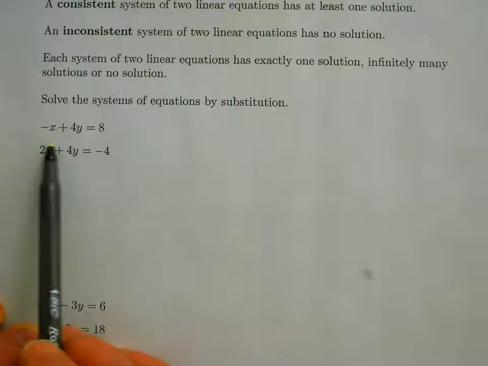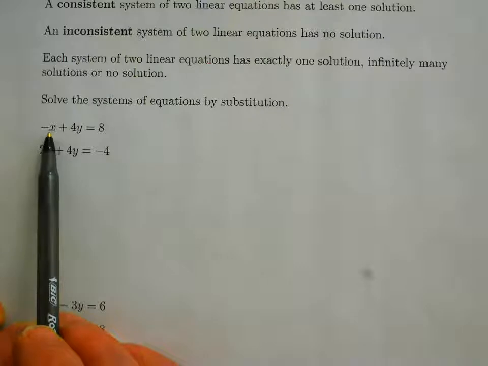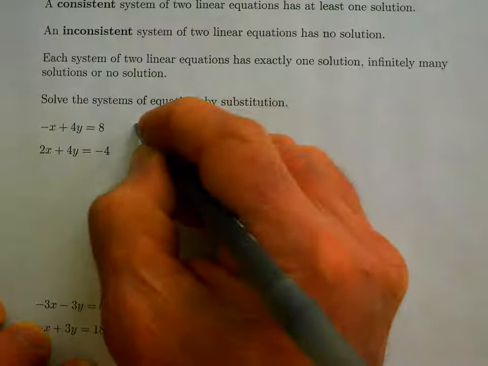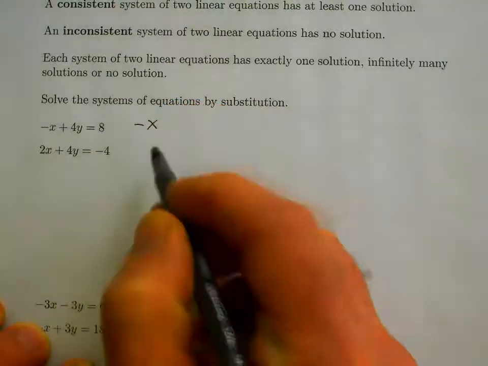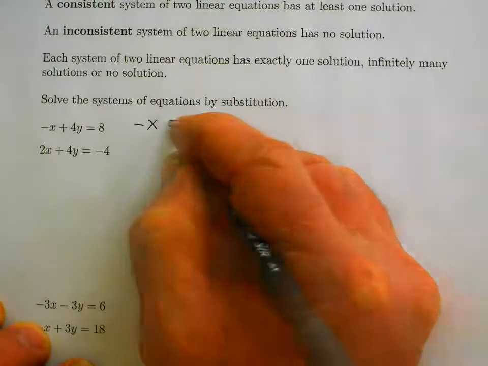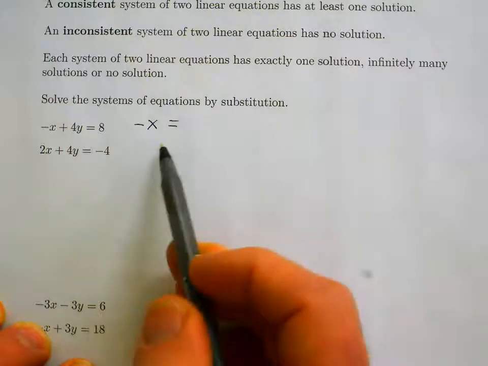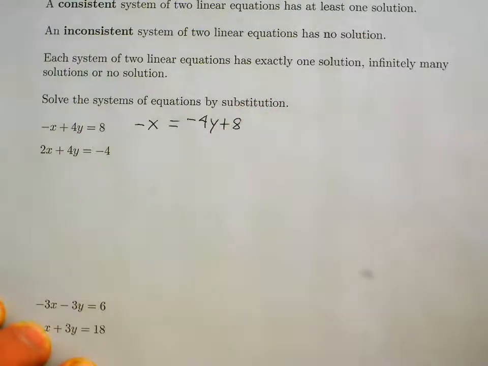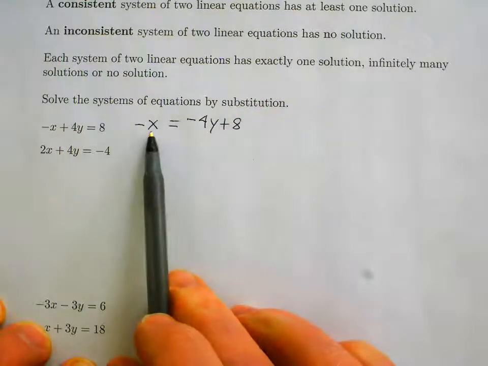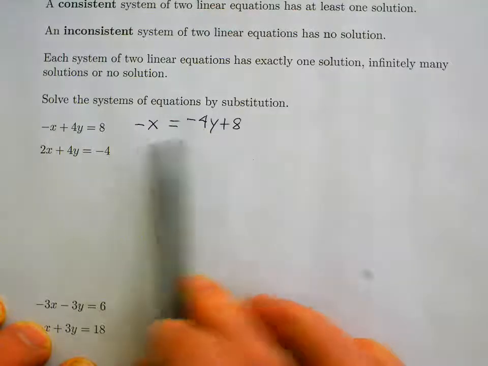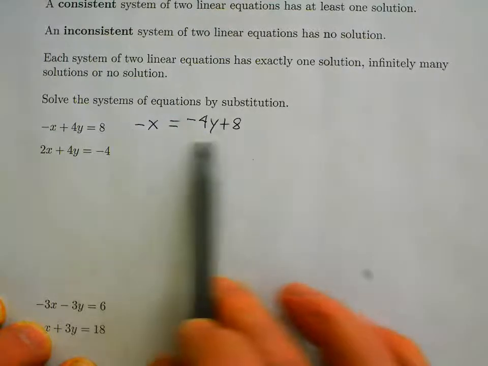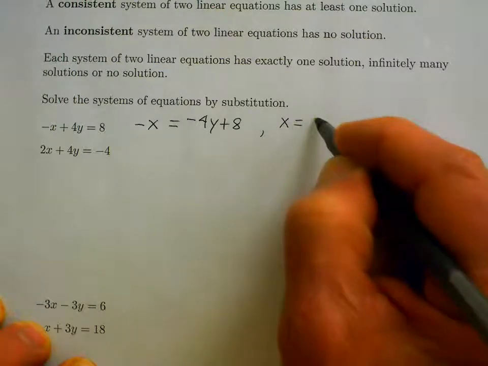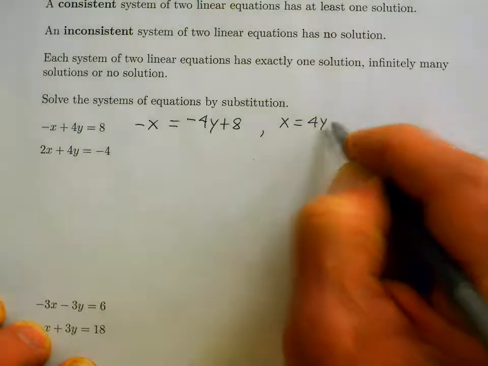It looks like if I solve the top equation for x, that's not too bad. So the first thing is subtract 4y from both sides. So I get negative x equals negative 4y plus 8. Then divide every term on both sides of the equation by negative 1, because I'm solving for x, and I get x equals 4y minus 8.